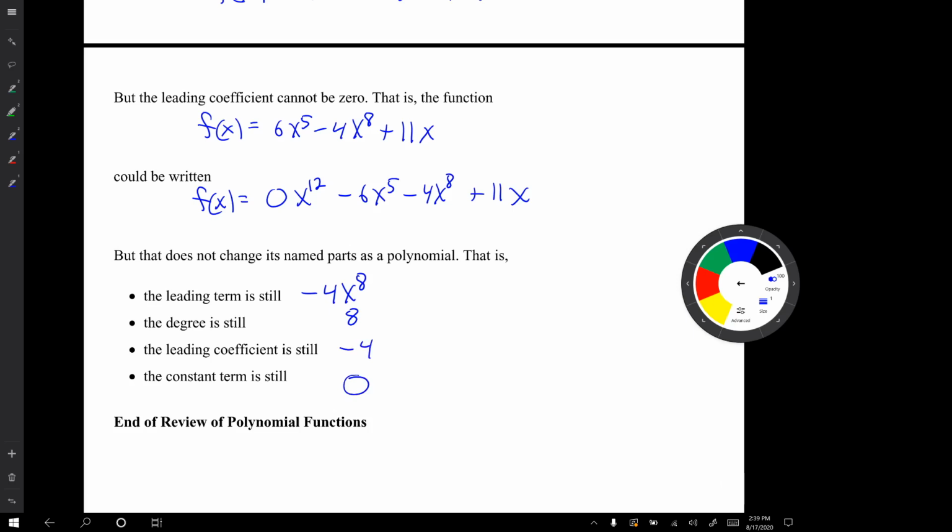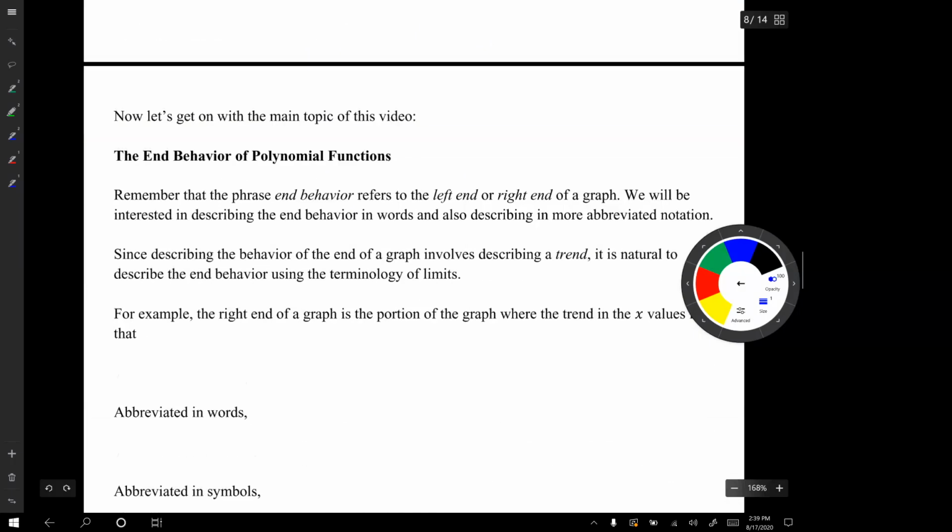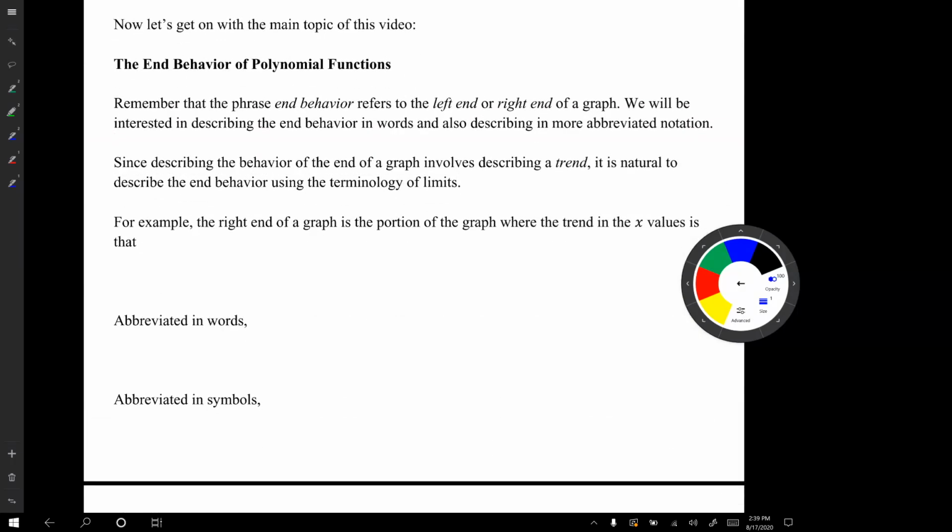So that's the end of our review of polynomial functions. Now let's get on with the main topic of this video, the end behavior of polynomial functions. Remember that the phrase end behavior refers to the left end or right end of a graph. We'll be interested in describing the end behavior in words and also describing in more abbreviated notation. Now, since describing the behavior of the end of a graph involves describing a trend, it's natural to describe the end behavior using the terminology of limits, because remember that limits describe trends.